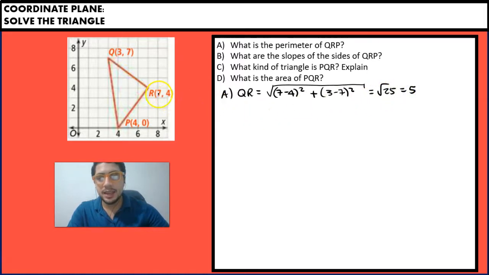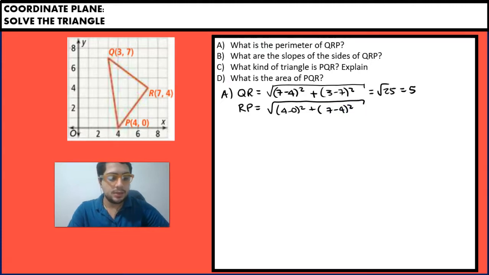Okay, now let's find RP. We do exactly the same thing. So we're going to go (4 minus 0) to the power of 2 plus (7 minus 4) to the power of 2. That's going to be 4 to the power of 2 plus 3 to the power of 2. And that is also going to be the square root of 25, which is again going to be 5.